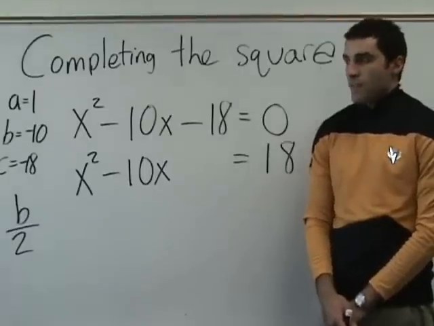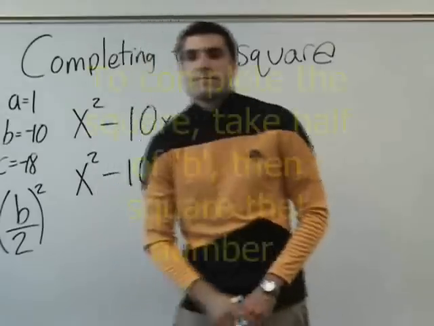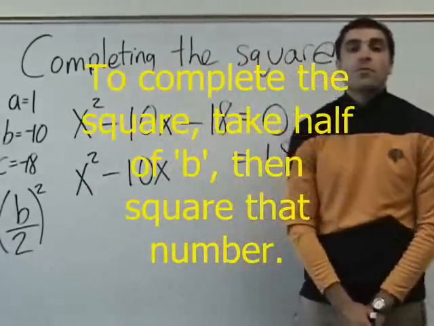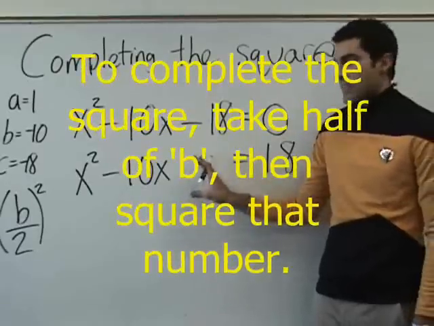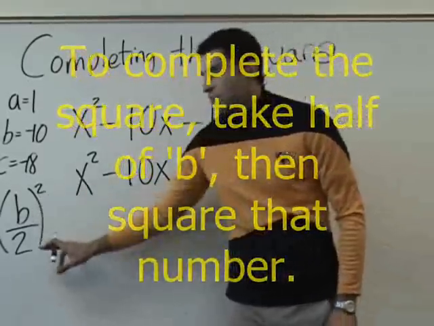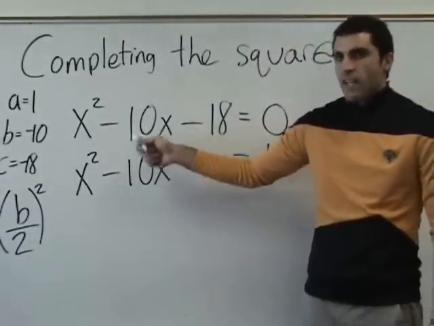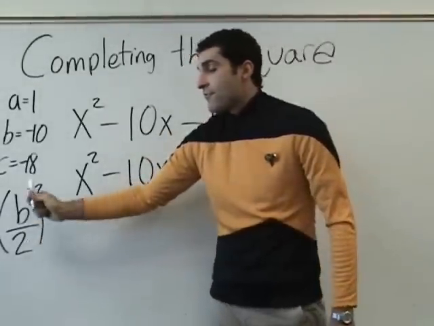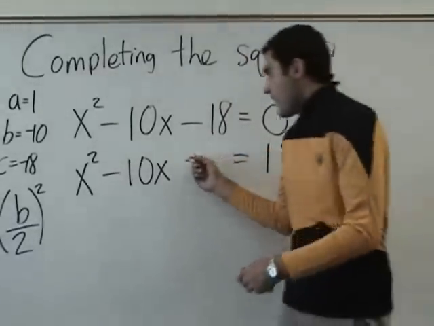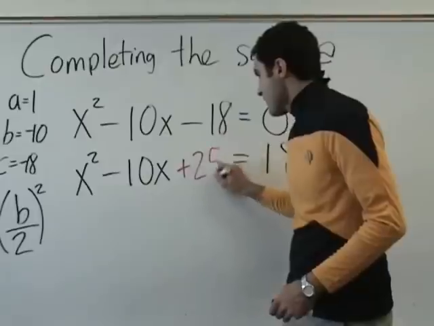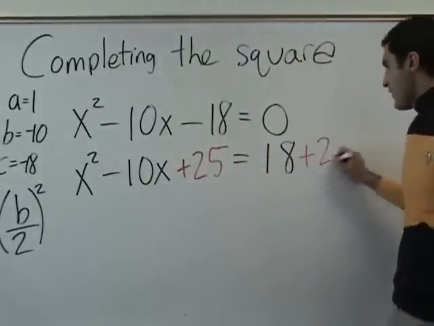Then you take that number, negative 5, and you square it. So 25. Every time, this number will be B over 2 squared. So we take B, negative 10 divided by 2, that's negative 5, negative 5 squared, 25. So we add 25 now to both sides. Whatever you do to one side, you must do to the other side. Add 25 to both sides.